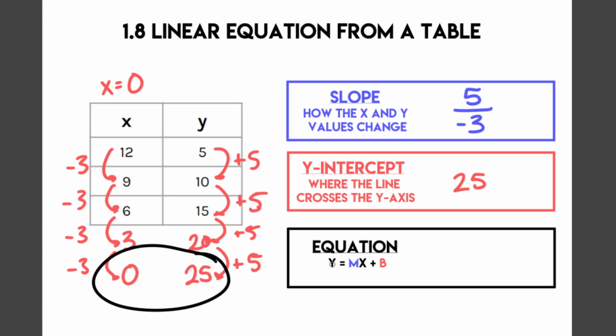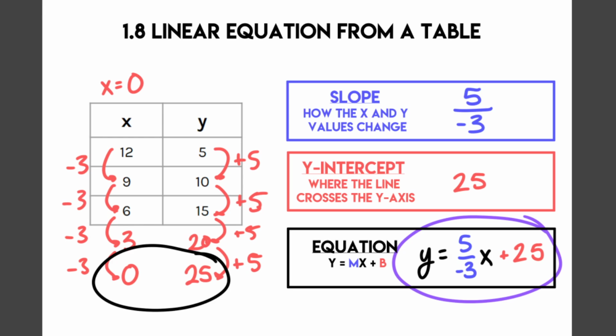So my final equation, once again, y is equal to my slope, 5 over negative 3, multiplied by x, and then a positive 25. And there you have it. Again, don't let the big numbers scare you. They go in there exactly the same way as anything else. But there's my equation. Y is equal to 5 over negative 3x plus 25.